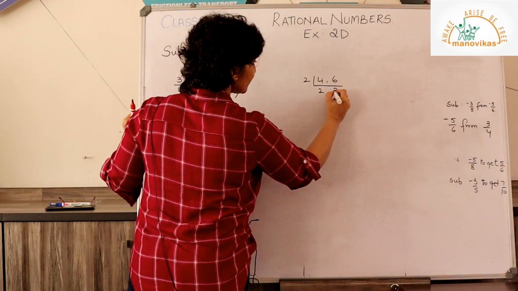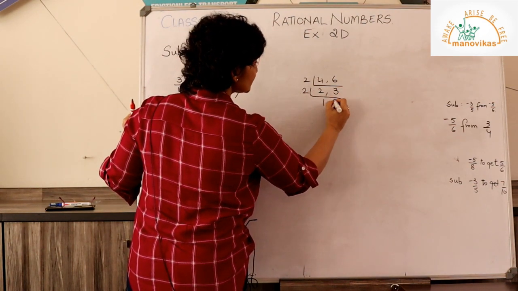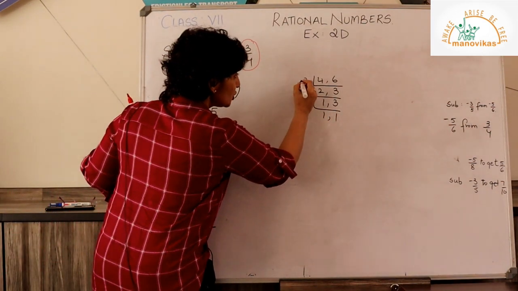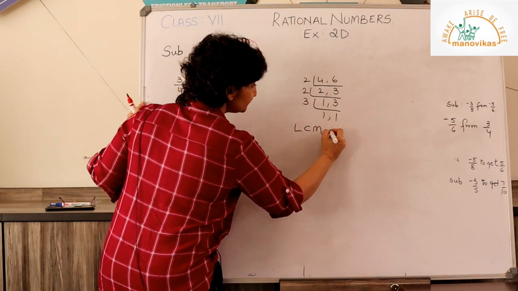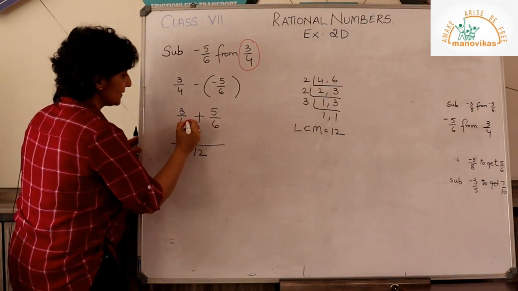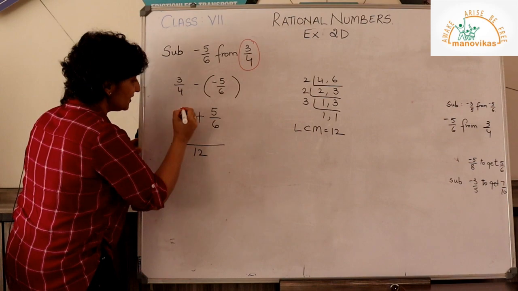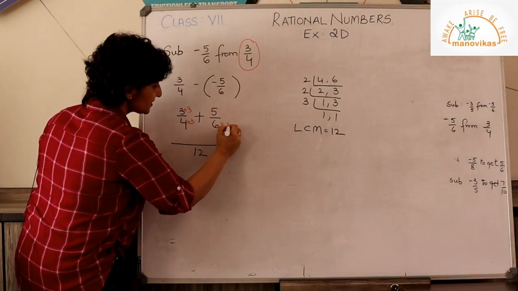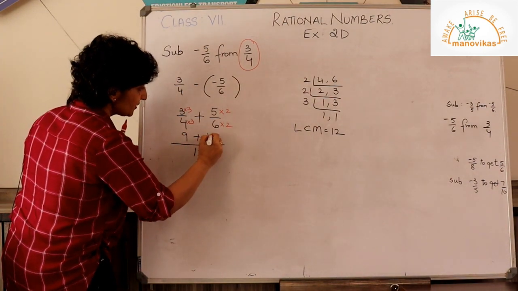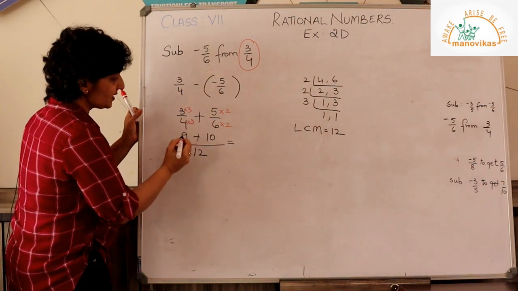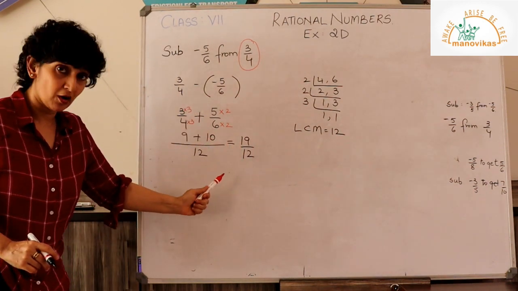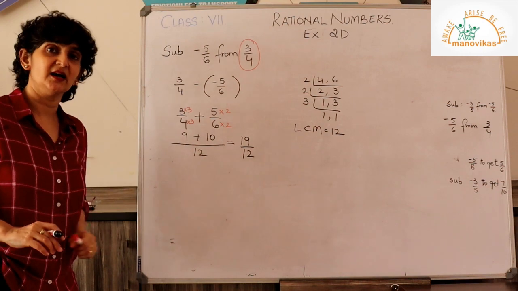2 goes 2 times and 3. 2 goes 1 time and 3. 3 goes 1 time and 1. So my LCM will be 2 2s are 4, 4 3s are 12. So let me put 12. Now 4 goes how many times in 12? 4 3s are 12, so 3 times. 6 goes 2 times. So 3 3s are 9 plus 5 times 2 is 10. So my answer is 9 plus 10 gives me 19 upon 12. Nothing common, I cannot reduce, so my answer remains the same.